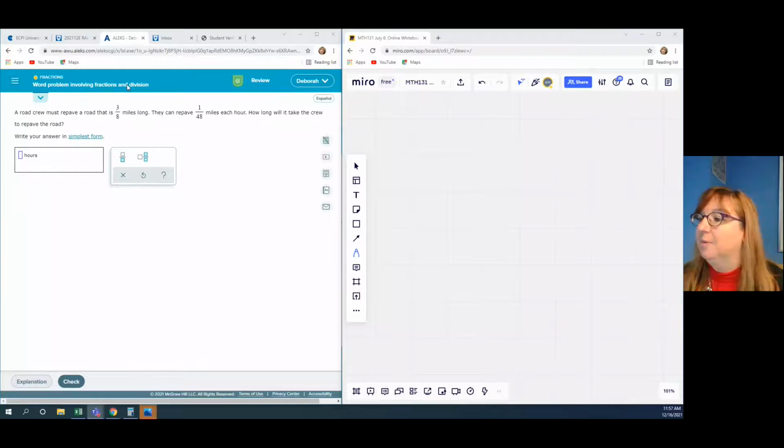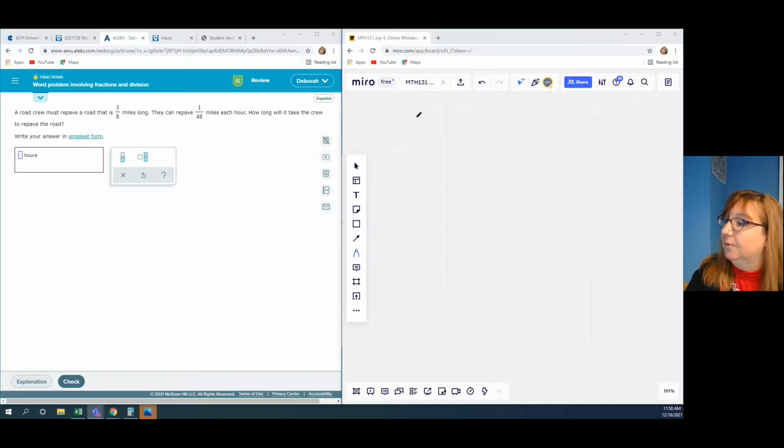Right, so this question is a word problem involving fractions and division, and it says a road crew must repave a road that is 3/8 miles long. They can repave 1/48 miles each hour. How long will it take the crew to repave the road?